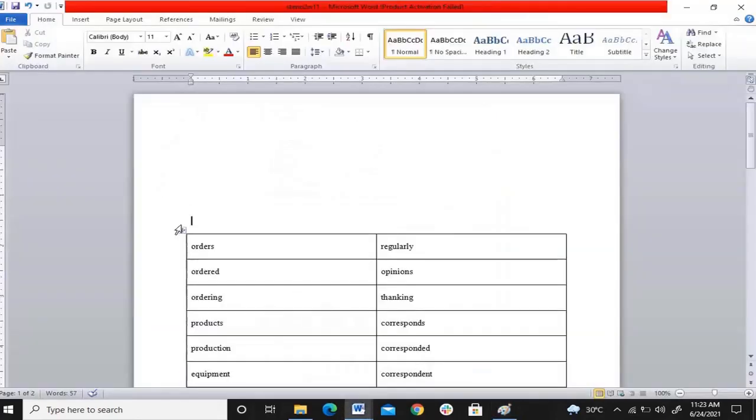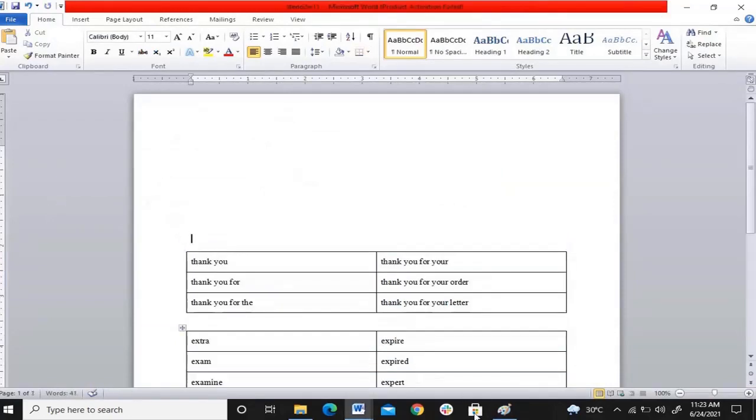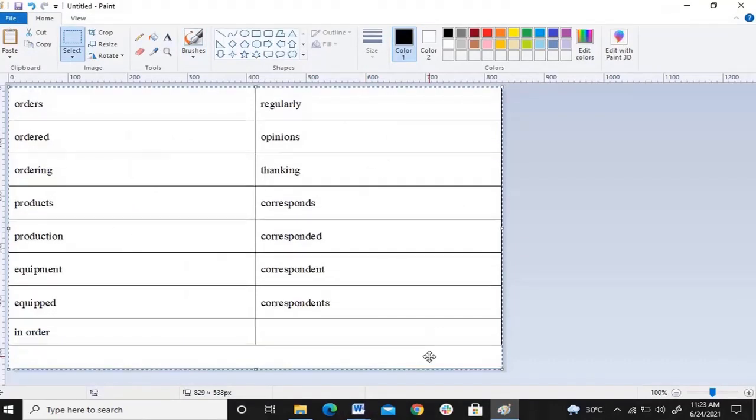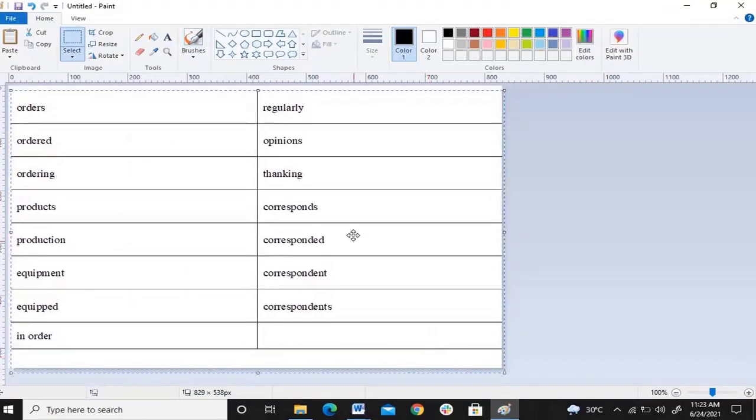So, ito yung ating mga brief form derivatives. Kopya lang natin. Okay, so first, we have orders. We have the order kanina, the O, and then the D, and then we have S. Orders. Next, we have ordered. So, we have the order, and then another D. Ordered.